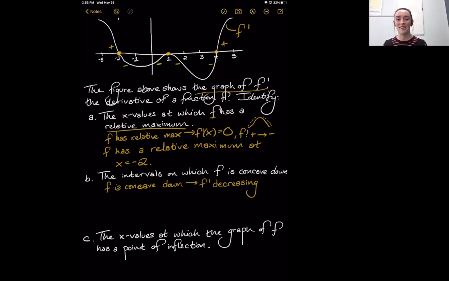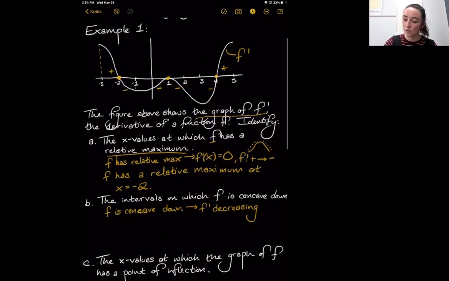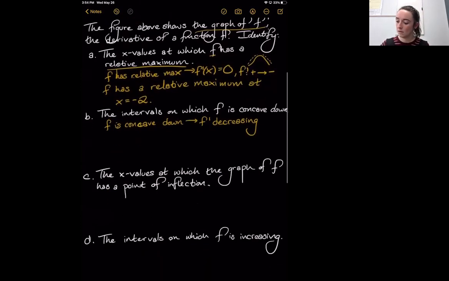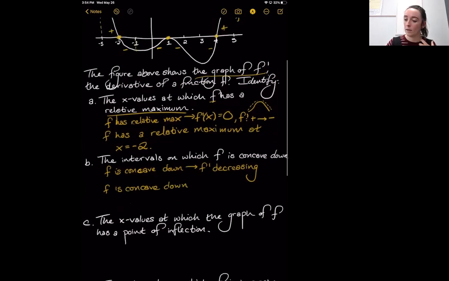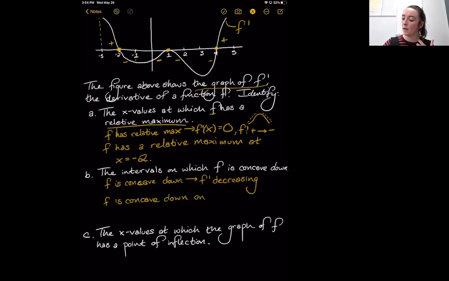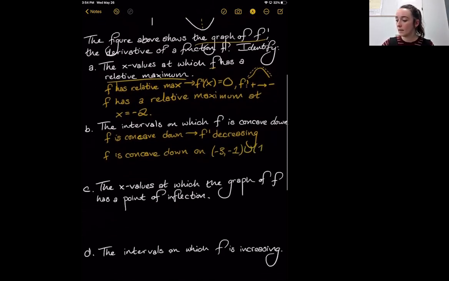So let's take a look at this on our graph. Let's see, we have a decreasing interval from x equals -3 to about x equals -1. So f is concave down on that interval from -3 to -1. Is there anywhere else where it's decreasing? Looks like from +1 to +3. So I'll add that to my answer.